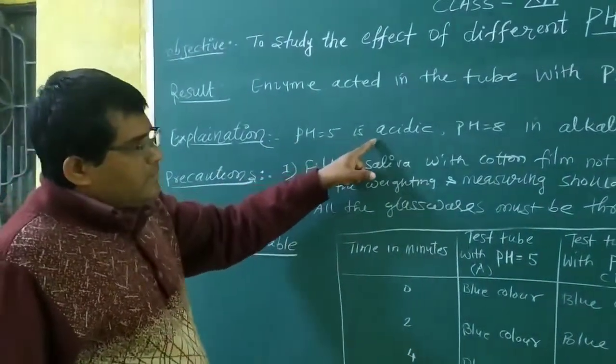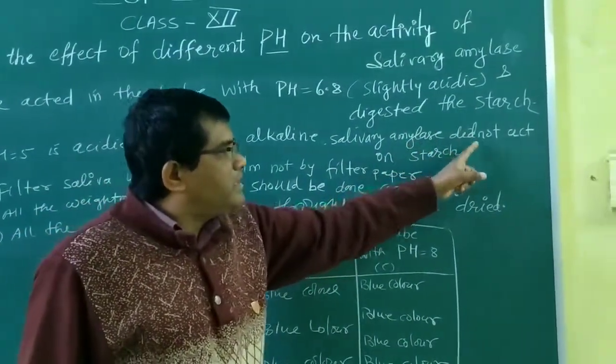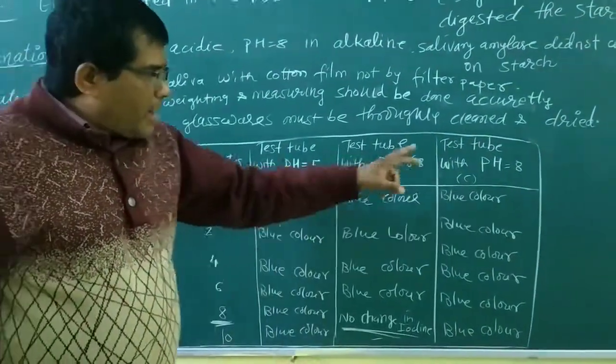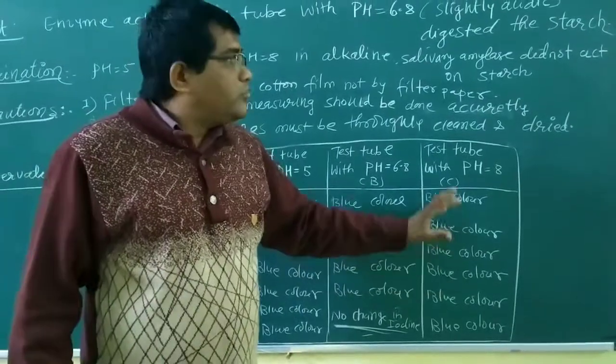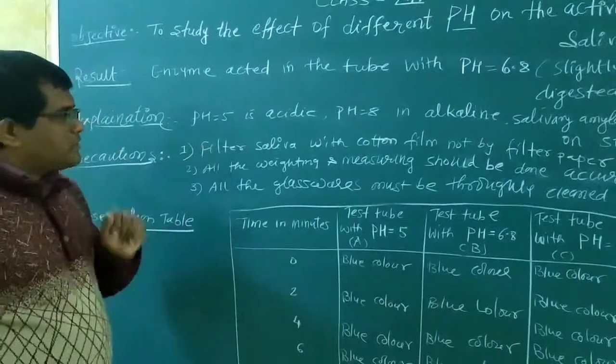pH 5 is acidic, pH 8 is alkaline, and salivary amylase did not act on the starch, and that is why here the color is blue, and at pH 8 also blue color, but at higher pH it will be discolored. So it shows that the salivary amylase does not act on the starch.